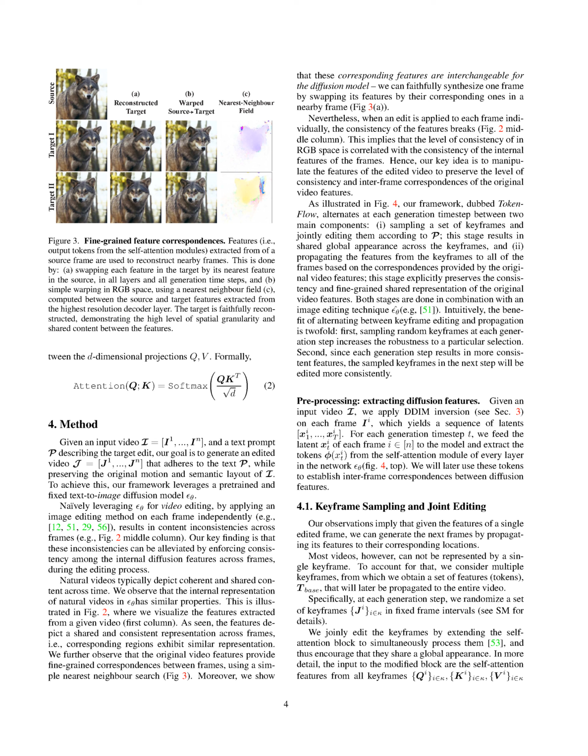Section Summary. In the pre-processing step, we extract diffusion features from each frame of the input video using DDIM inversion. These features are obtained by feeding the latent representation of each frame to the model and extracting tokens from the self-attention module. In the keyframe sampling and joint editing step, we consider multiple keyframes and propagate their features to the entire video to ensure a unified appearance. This is done by extending the self-attention block to process all keyframes simultaneously and aggregating information from them.